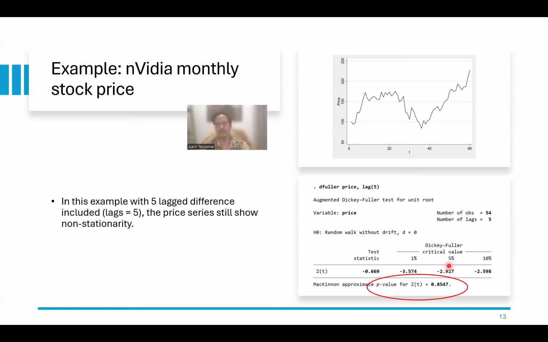Notice that the higher significance level, meaning the smaller percent of a mistake, requires a larger test statistic to pass. Anyway, even with the augmented Dickey-Fuller test, my NVIDIA stock is still non-stationary. So if I start to estimate NVIDIA stock along with other X variables, this is going to be a problem, and I have to fix that problem. I'll talk about that in a second.